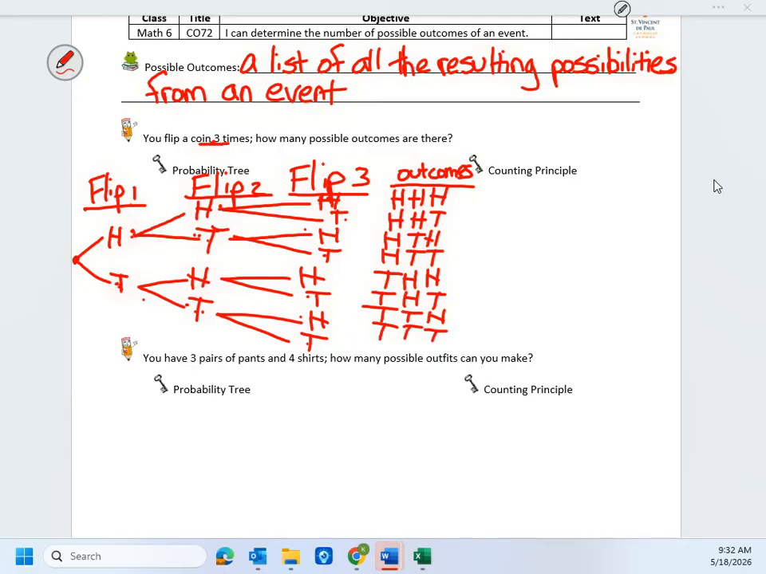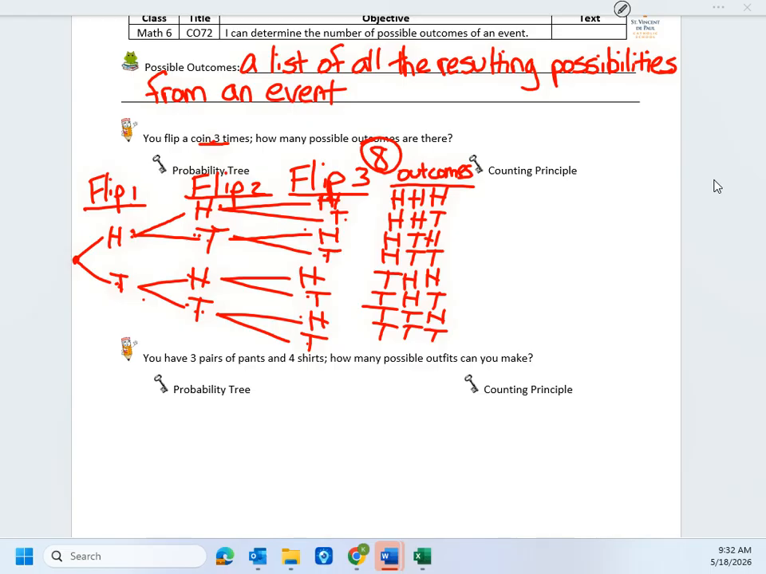How many outcomes is that? Total possible outcomes. How many did we list? So count them up. How many outcomes do I have listed, Presley? 8. So when it says how many possible outcomes are there, there are 8 possible outcomes. And we can see what each of those possible outcomes would be. Flipping that coin, how many times could I do a heads, heads, tails? Okay, so we need to be able to figure out how many possible outcomes, and we use that probability tree when we want to see all of those.